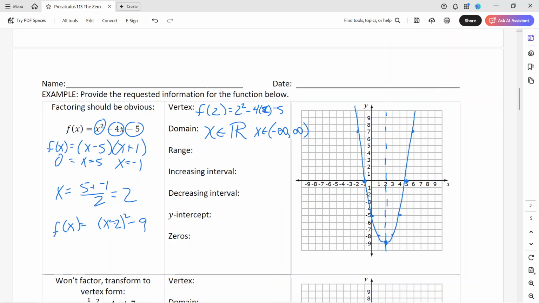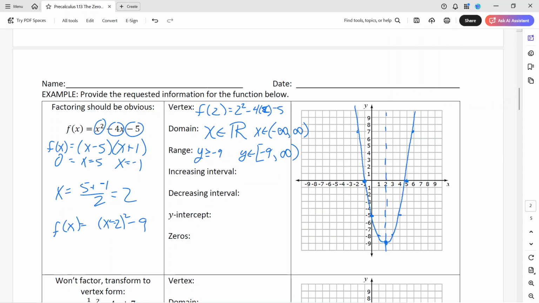And moreover, one of the things that you should see is the range is y values above -9, including -9. As an algebraic inequality, I'd say y is greater than or equal to -9. In interval notation, I'd say that my y is anything from -9 included without limit going up.